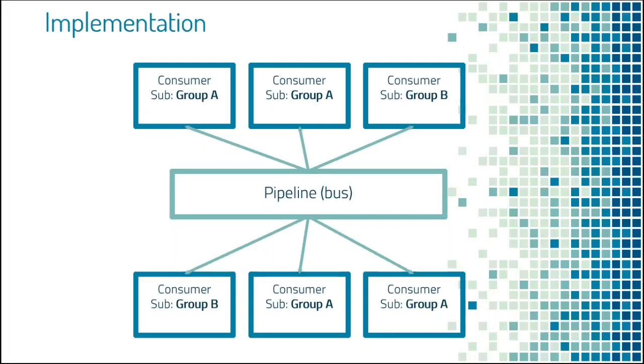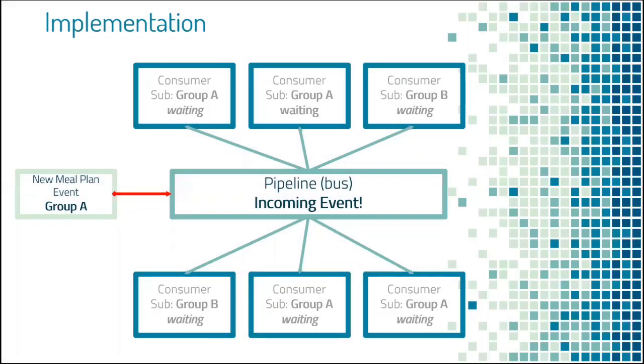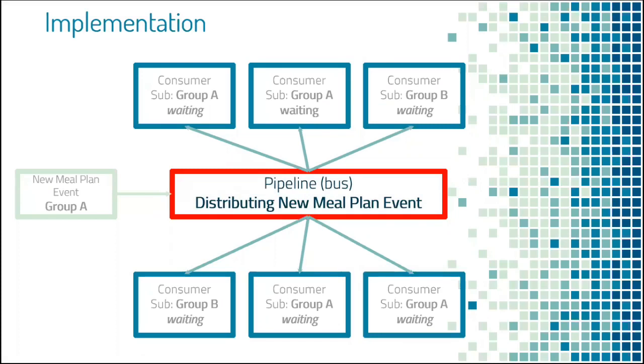Shown are 6 consumers connected to a central pipeline. Some consumers are currently subscribed to Group A, while others are subscribed to Group B. A new meal plan event is created with Group A metadata attached and then connected to the pipeline for distribution. The pipeline detects the incoming meal plan event and prepares to distribute it. The pipeline has now accepted the new meal plan event and begins distributing it to all consumers regardless of the connection or subscription.